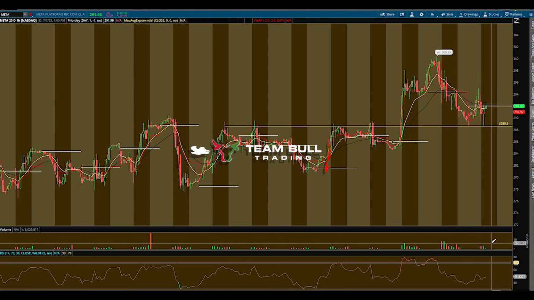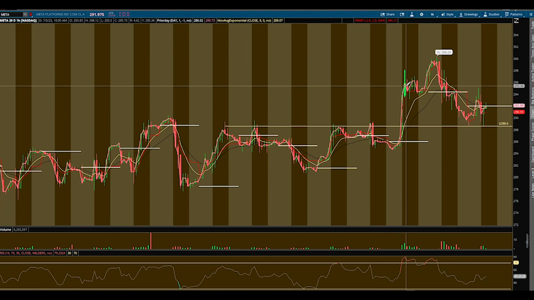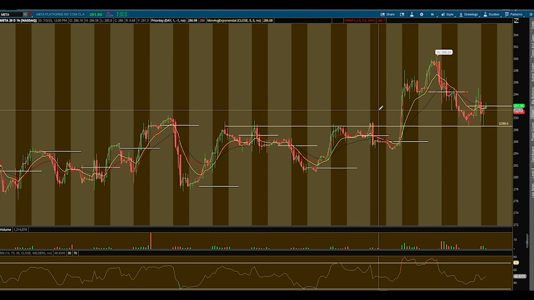First off, I want to point out the reasoning behind this level, this 288.6 on Meta here. That was the level I was looking for a bounce, and the reason behind it is, one, as you can clearly see, this area here used to be supply, right? Supply zone, but we broke out of it here. What happens when we break out of it? A lot of times it turns into demand, and that's the case here.